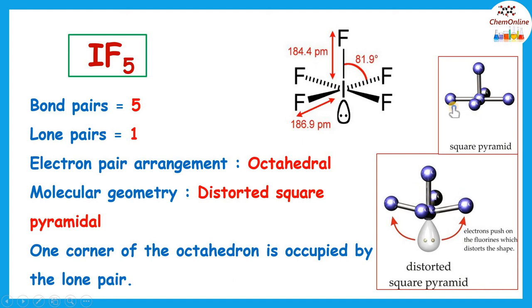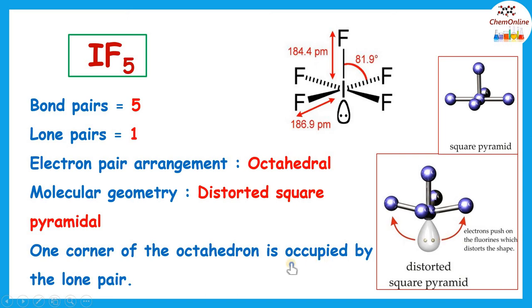Here you can see an actual square pyramidal structure. But in the case of IF5, you can see that the four fluorine atoms are slightly bent upwards. And this is known as a distorted square pyramidal. In IF5, the lone pair of electrons on the iodine atom will push the fluorine atoms so that it becomes a distorted square pyramidal in shape.